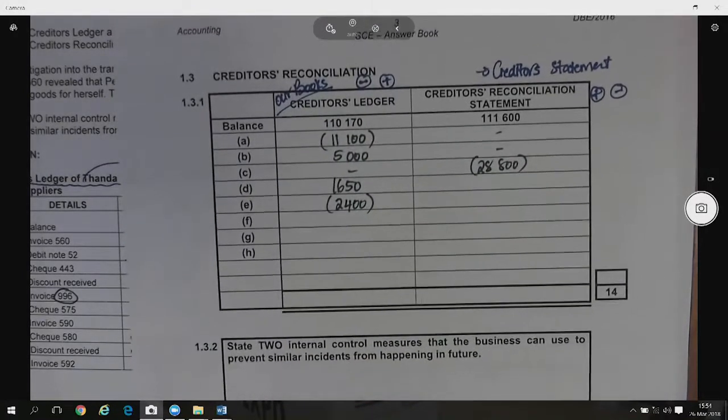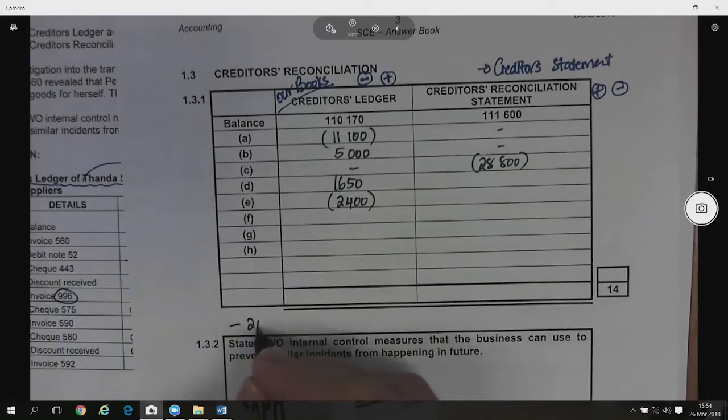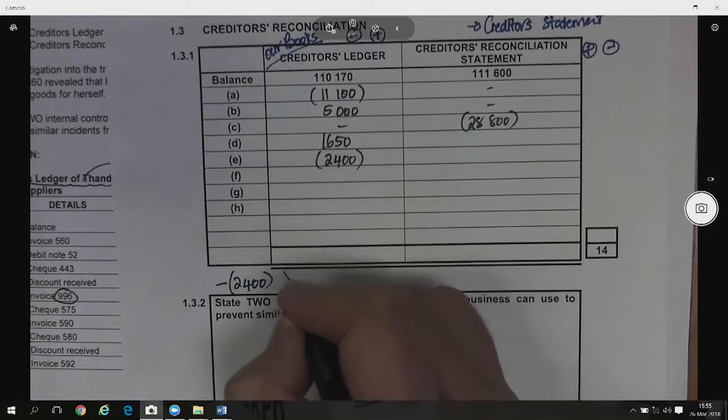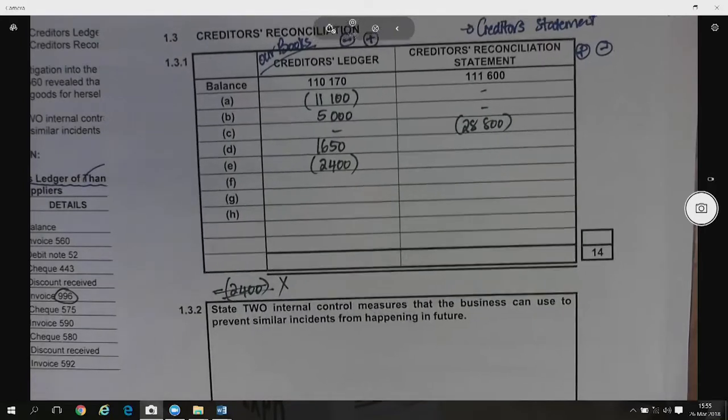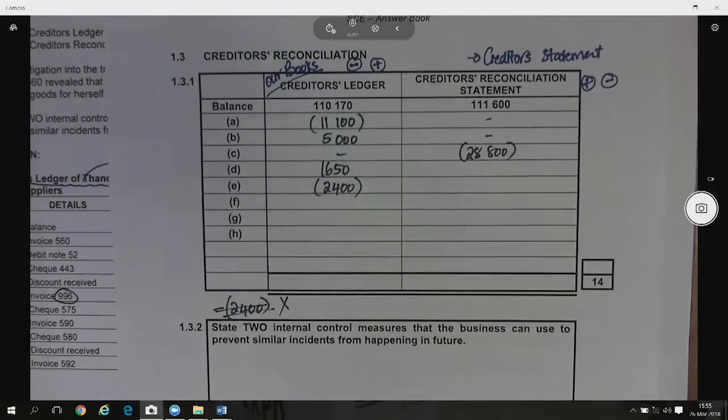Please don't do this. Okay, don't do this. This is wrong. Because that means minus times a minus is a plus. So I don't want you to see that. You either do the minus or you put brackets there.